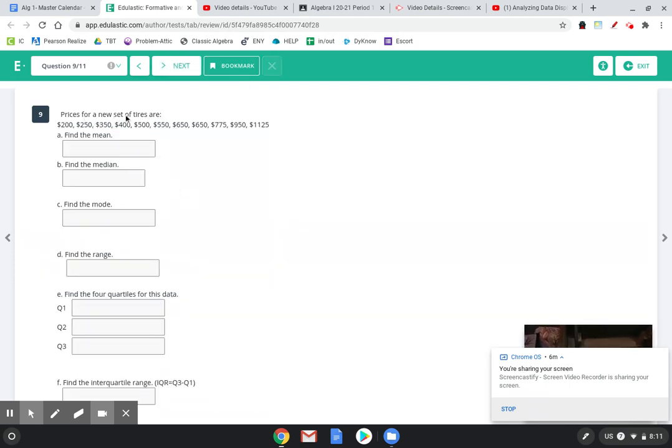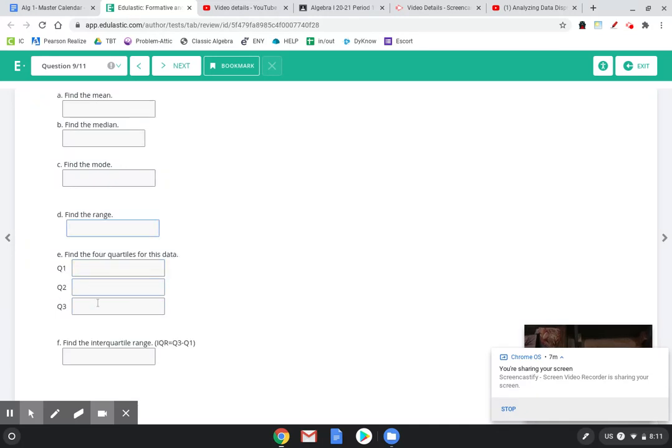The prices for a set of new tires are, and we have these options. These are what some different people have paid for tires. Take that data, find the mean, find the median, find the mode, find the range, find quartile 1, quartile 2, quartile 3, and find your interquartile range.